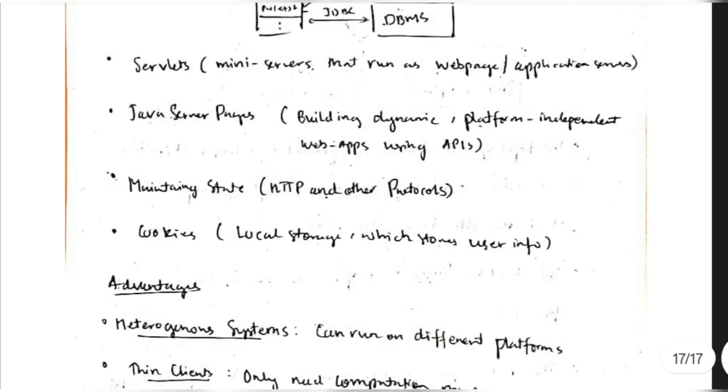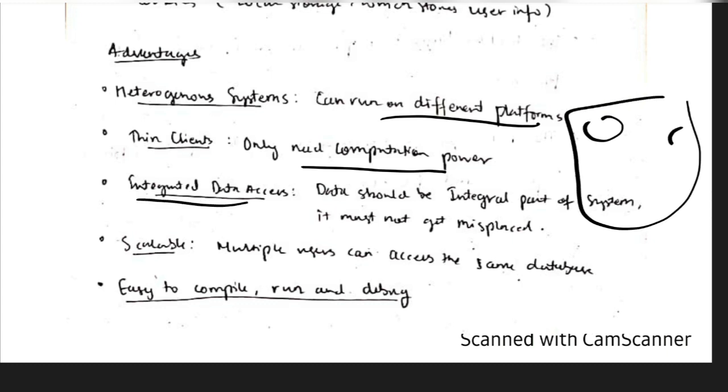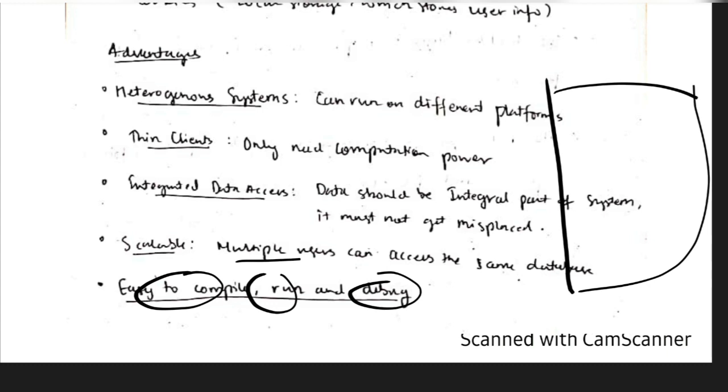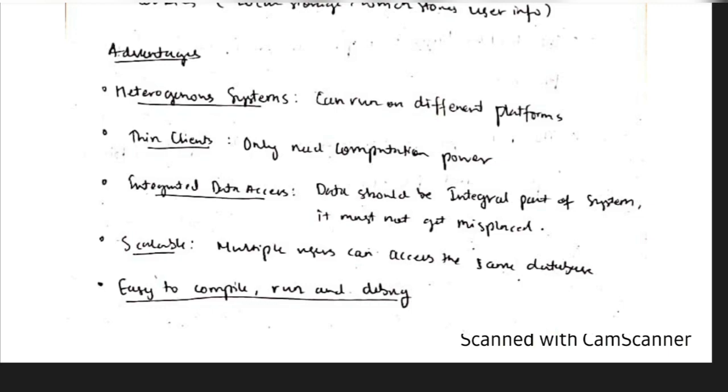Coming to the advantages of the three-tier architecture, it can be used on different platforms, and it only needs very little computation power. Integrated data means if the data is present at different locations, the system should be able to access the data without losing any of it. It's scalable because multiple users can access the data, and it's easy to compile, run, and debug. Because the whole architecture is divided into three parts, if an error happens, we can easily know where the error has actually happened, right? So it's easy to compile, run, and debug. These are all the main things you need to know in this module.